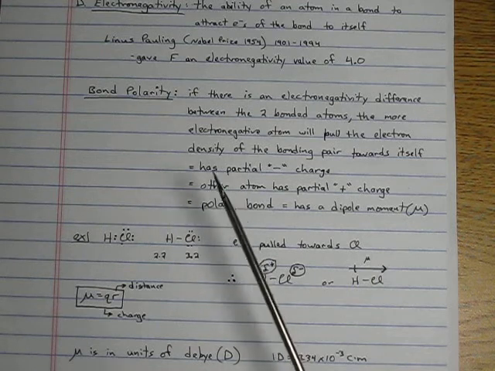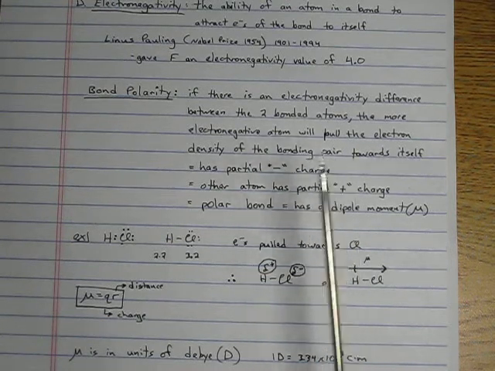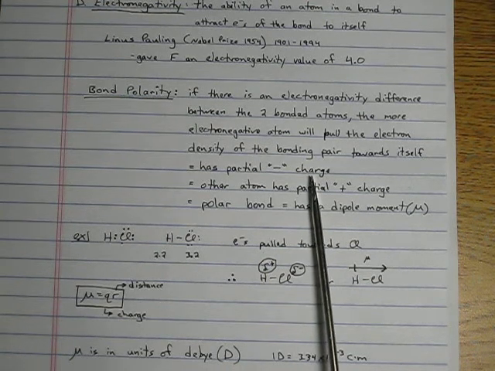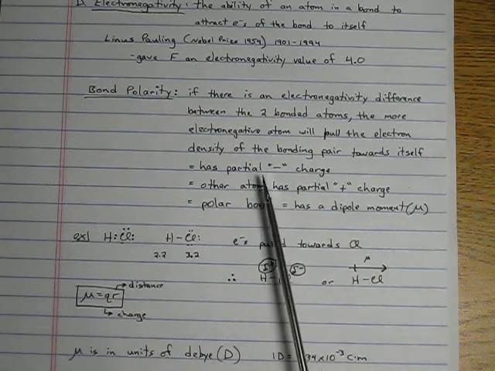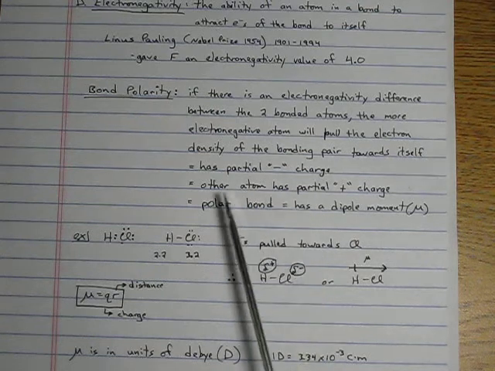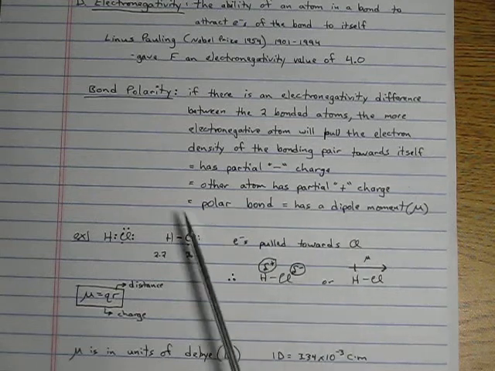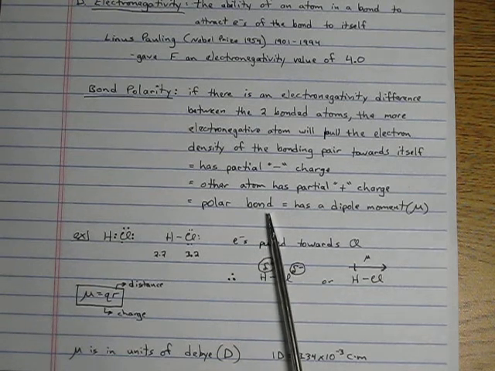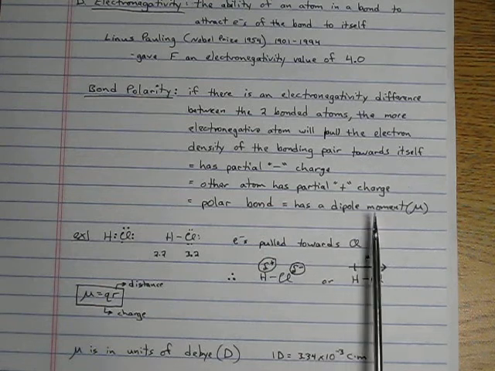Well, electrons are negatively charged, so if the more electronegative atom pulls the electrons towards itself, that atom now has a partial negative charge. If it completely could pull both electrons onto itself, it would have a full negative charge, but it can't do that exactly. It can't really pull all the electrons in the bond towards itself, so it only has a partial negative charge. The other atom then, because it's missing some electron density, is going to have a partial positive charge. And we're going to call that bond now a polar bond, or a polar covalent bond. And we're going to say it has a dipole moment.